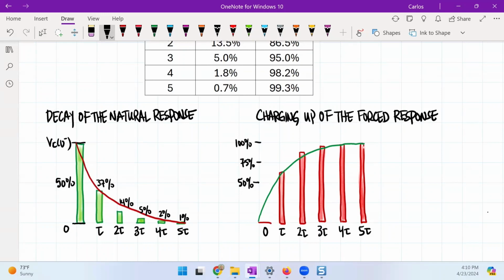So if I start putting in my numbers to 2 sig figs, I would say that this is 63%, 87%, and then we have the crawl, 95%, 98%, and then we get to 99%. And to get to the fully charged value, it takes an infinite amount of time.